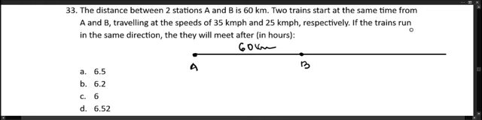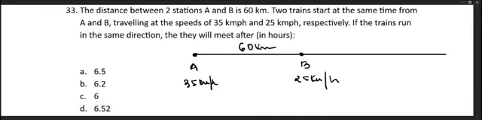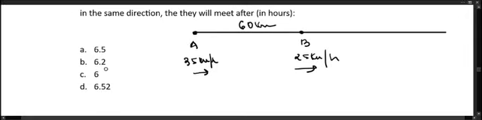Two stations A and B. The distance between them is 60 kilometers, and two trains start at the same time, both of them starting their journey together. A is traveling with the speed of 35 km per hour, and B is traveling with the speed of 25 km per hour. Both of them are running in the same direction.